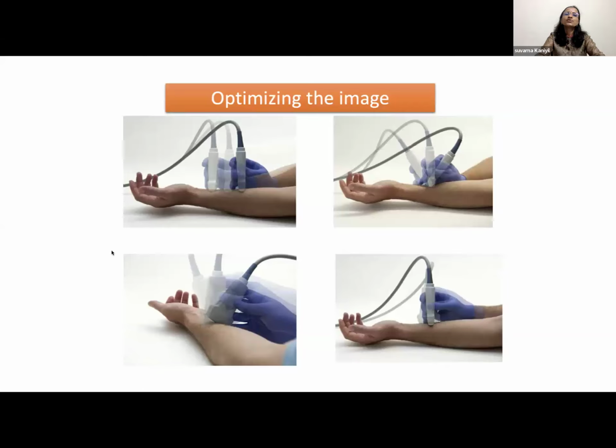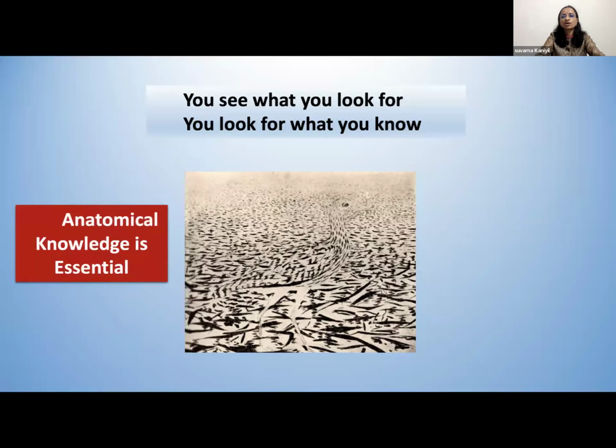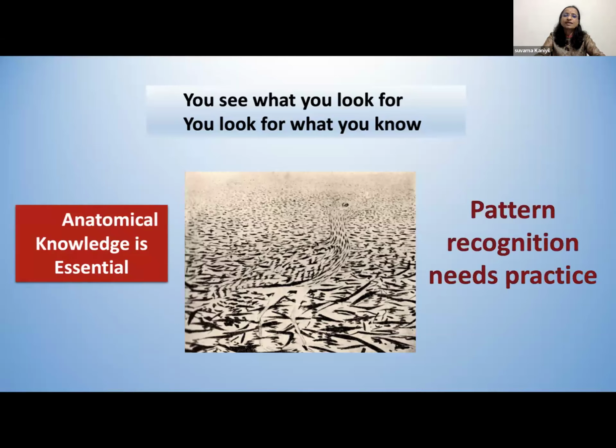More importantly, you will see only what you look for, and you look for only what you know. So a thorough anatomical knowledge is essential for the success of any nerve block. And pattern recognition from the ultrasonographic image needs practice. So practice, practice, and practice. As postgraduates, even if you are not getting a chance, observe your senior colleagues doing it, and practice whenever you get a chance. At least try the scanning technique, even if you don't get a chance to do the needling, because pattern recognition needs practice.